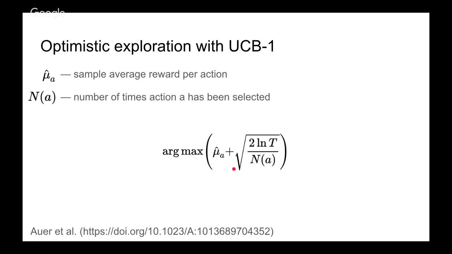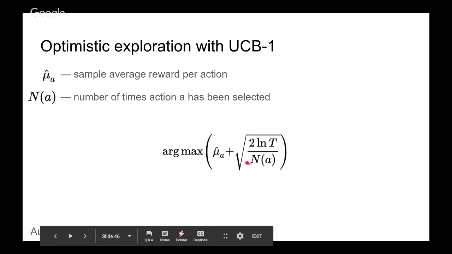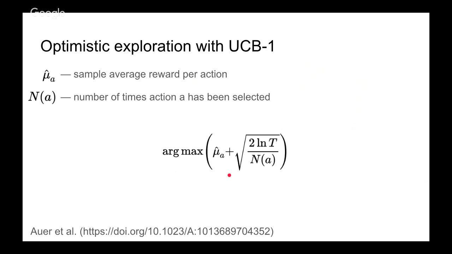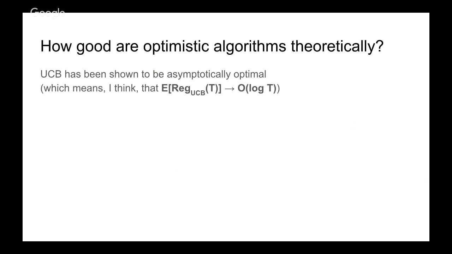Of course, inversely, if an arm is often selected, then this uncertainty term will reduce, and we will less often select it. But UCB is very simple. It doesn't use the data to estimate the uncertainty. Nevertheless, it has been shown to be asymptotically optimal.